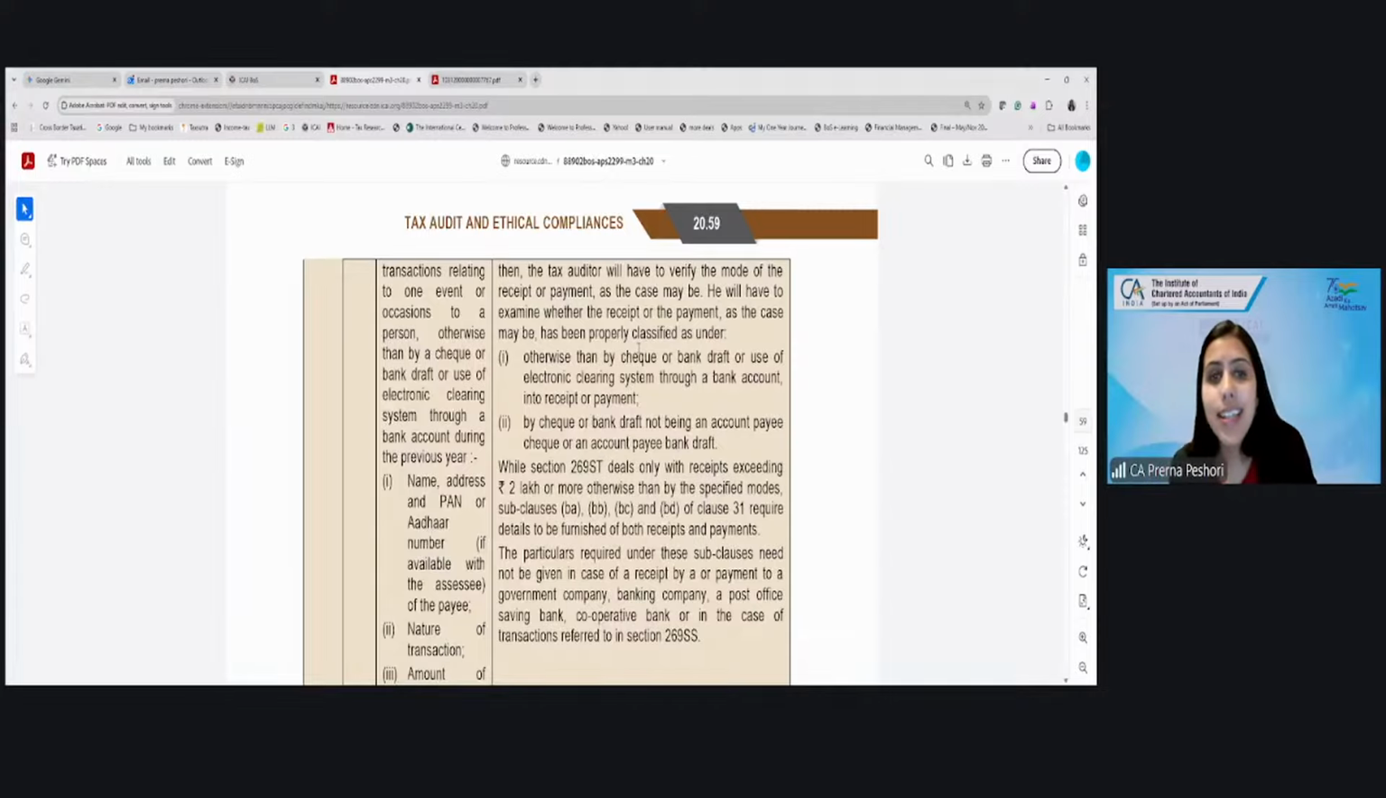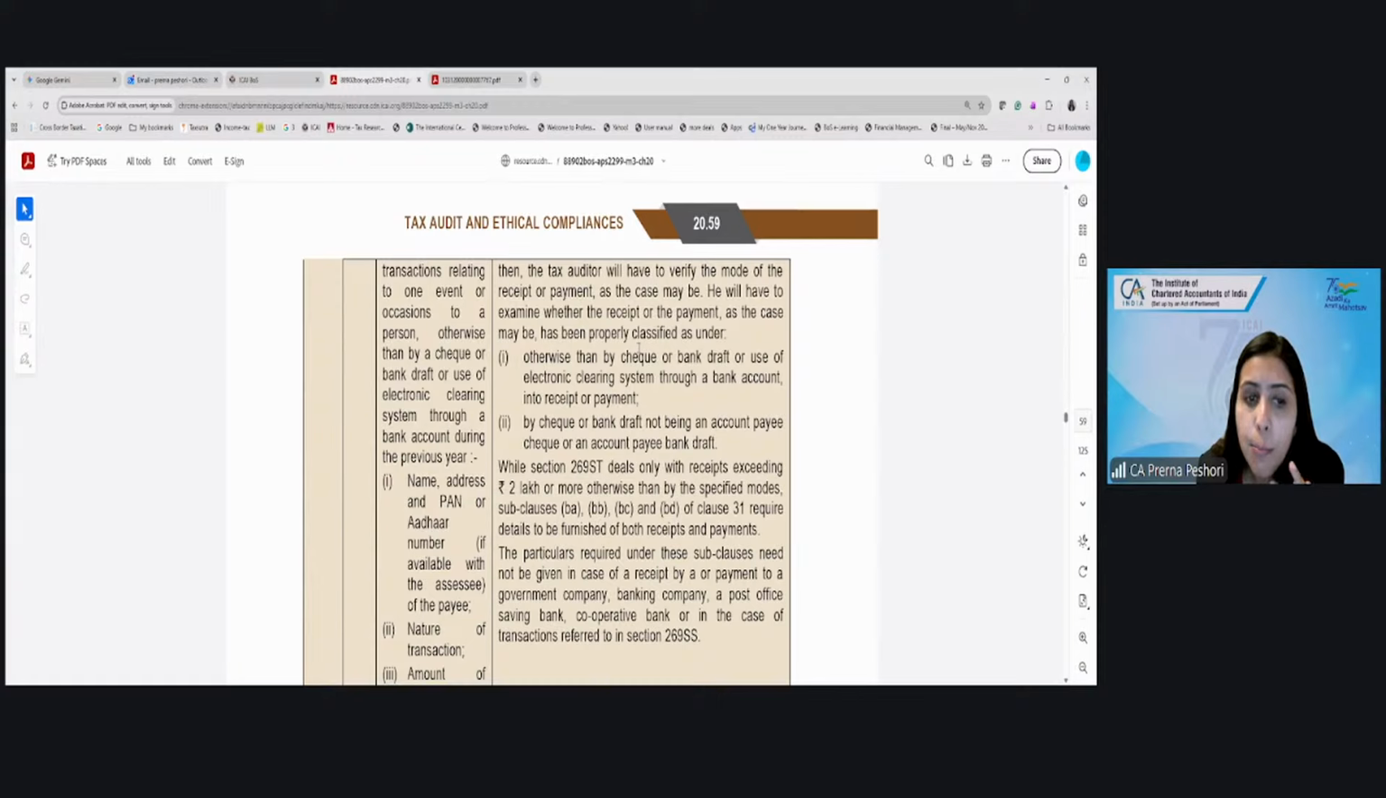So 269 ST says that no person shall receive a sum of rupees 2 lakh or more in aggregate from a person in a day, or in respect of a single transaction, or in respect of transactions relating to one event or occasion from another person, otherwise than by an account payee check. Yes. So here the 269 ST reporting has to be done in clause BA, BB for receipts, BC, BD for the payments.